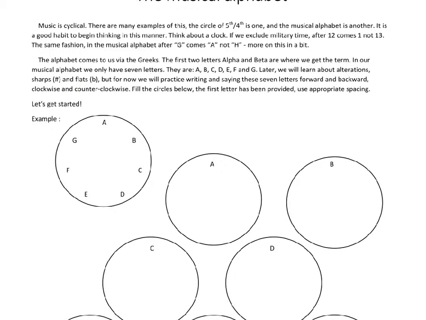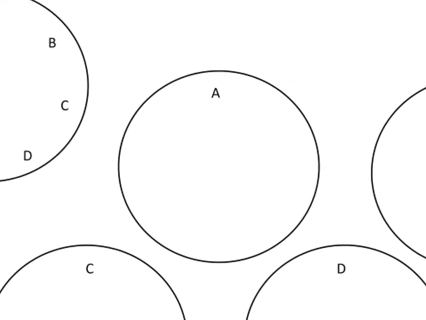But for now, all we have are these 7 letters by themselves, or what we're going to call natural notes. And it's good practice to begin writing them both forwards or clockwise and backwards counterclockwise, making sure to observe the spaces between the notes, because it's going to matter later on. All right, so let's get started. Here's the example of A, and we're just going to basically copy it onto this one. So let me zoom in here.